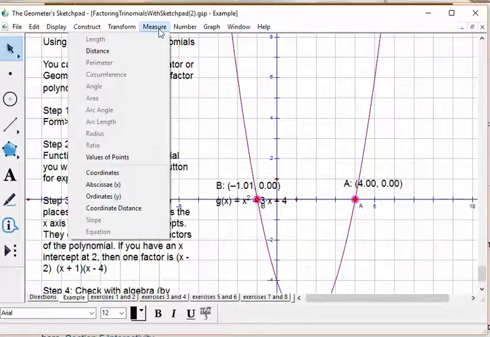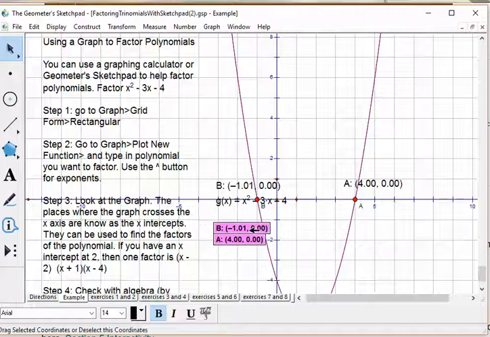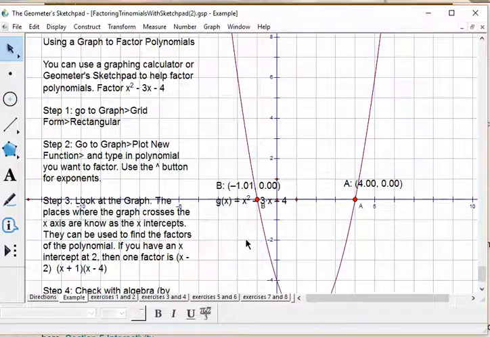And then I'm going to go to measure the coordinates of those points. Now, the first one, B, says it's actually negative 1.01. That's not exactly correct. It's actually really at negative 1. But Sketchpad has some slight rounding errors here and there. And we can see I already had those marked, so I'm just going to delete these so there are not so many things on this page.